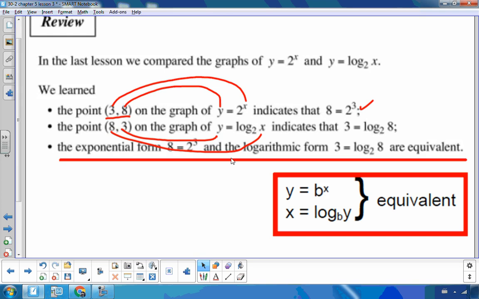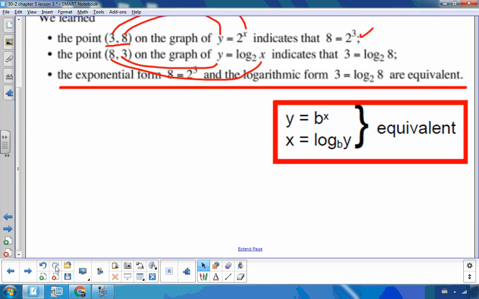So in general, y equals b to the x is equivalent to x equals log base b of y, meaning the base is the same, x and y interchange, and that's again because exponential and logarithmic graphs are inverses of one another. So we're going to take this idea and try and use it to evaluate logs.